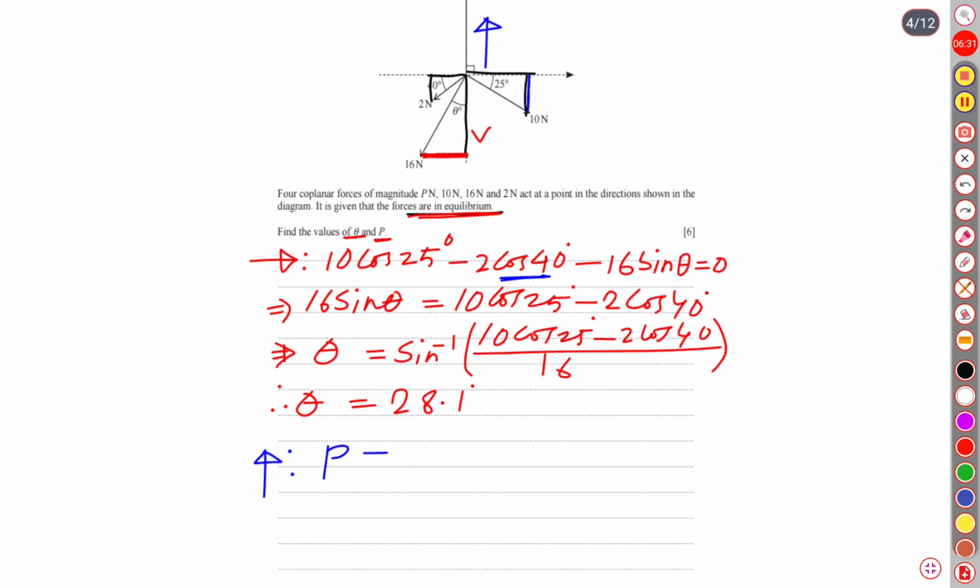So it is going to be P minus, from the first triangle, 10 sine 25, minus another triangle, that is 2 sine 40 degrees.